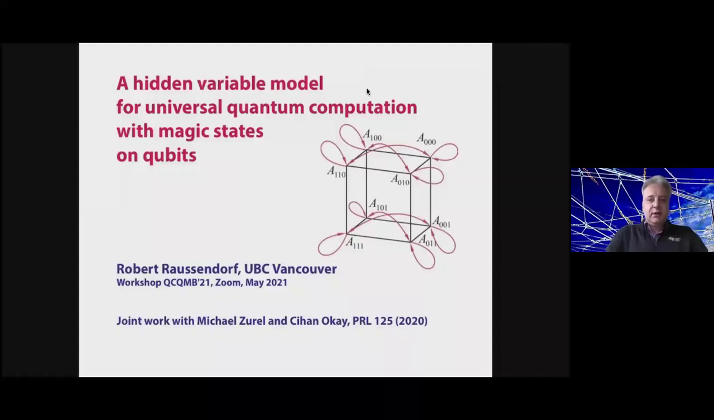The subject of my talk is a hidden variable model for universal quantum computation with magic states on qubits. So that's kind of a weird thing, I suppose. It's kind of the opposite of what this conference is about. The conference is about Kochen-Specker and about how hidden variable models do not work. And so now I am presenting to you such a model.